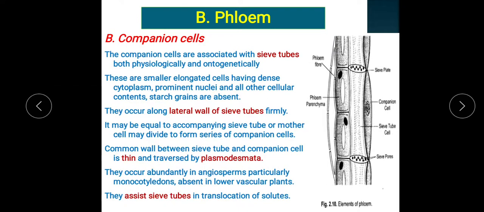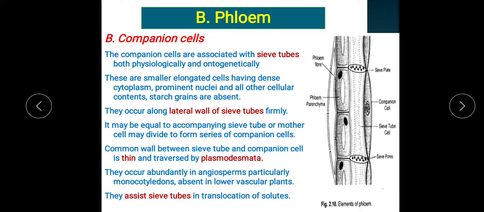Then the second component of the phloem is called the companion cells. The companion cells are associated with the sieve tubes. They are associated both physiologically and ontogenically with the sieve elements or the sieve tubes. Here you can see this is a companion cell. Okay, it is associated with this sieve tube. These are the smaller elongated cells, companion cells.